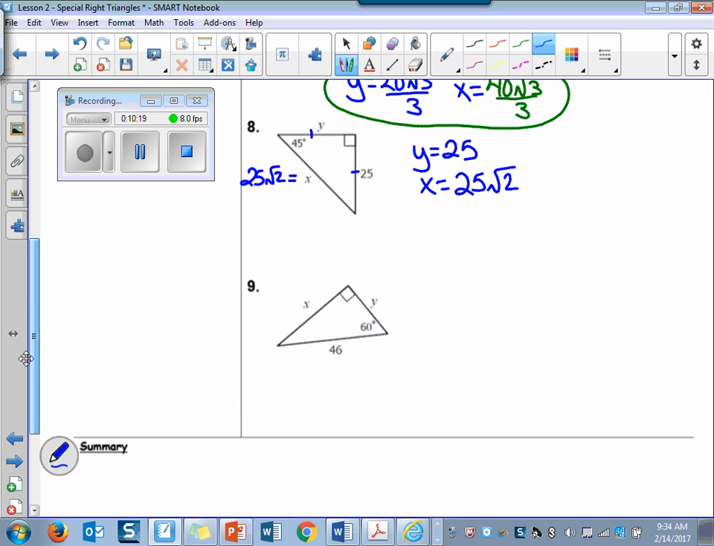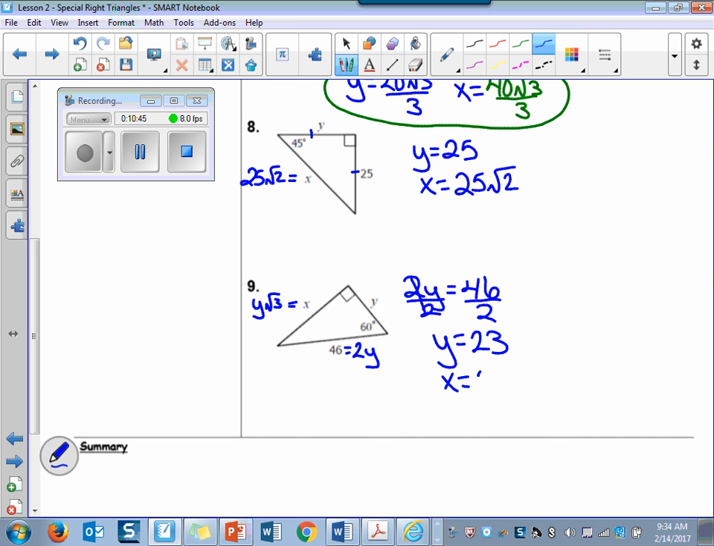Let's look at number 9. Okay, they gave me a 30, 60, 90. In this case, y is the shortest side, so my hypotenuse is 2 times y, and my long side is y times the square root of 3. So 2y equals 46. Divide by 2, and y equals 23. X is going to equal y times the square root of 3. And we are done.